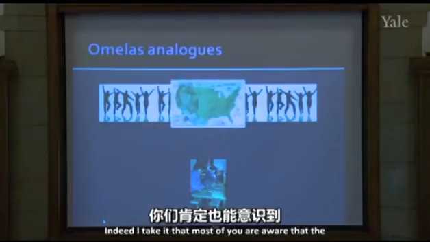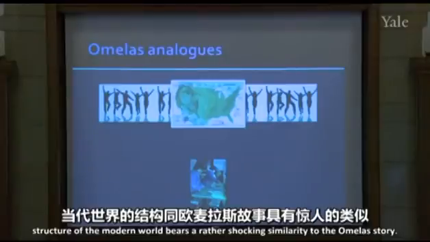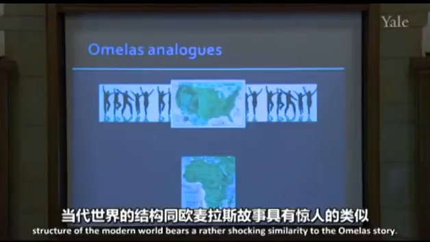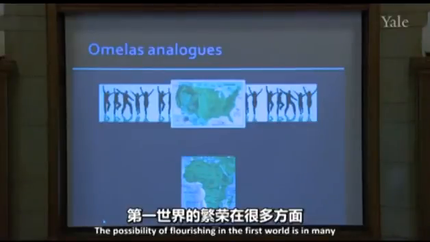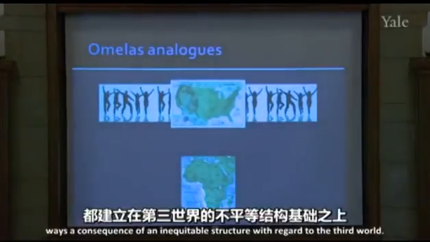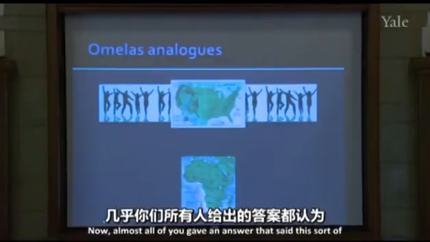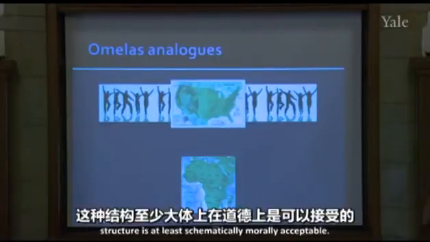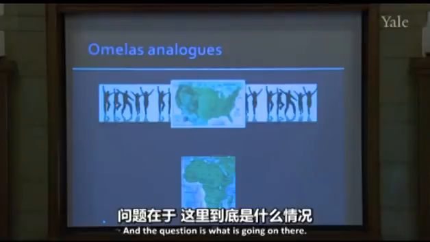Indeed, I take it that most of you are aware that the structure of the modern world bears a rather shocking similarity to the Omelas story. The possibility of flourishing in the first world is in many ways a consequence of an inequitable structure with regard to the third world. Now, almost all of you gave an answer that said this sort of structure is, at least schematically, morally acceptable. And the question is, what is going on there?